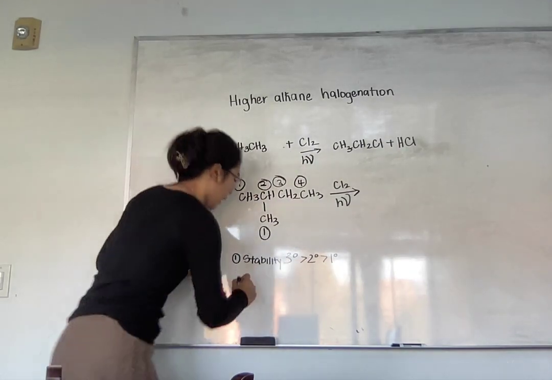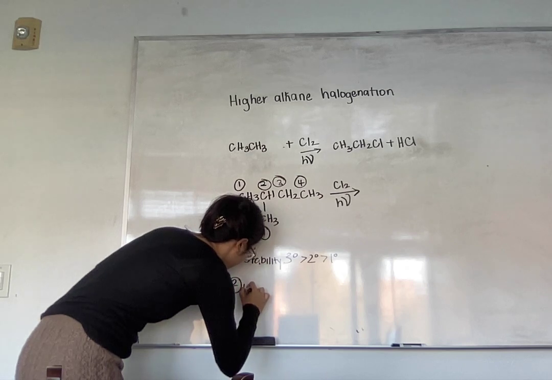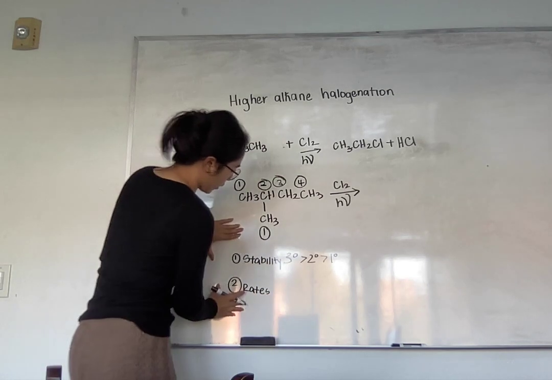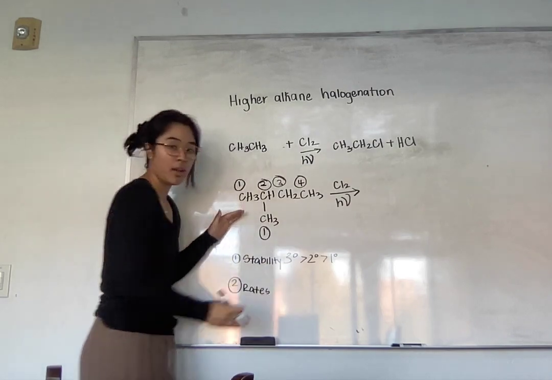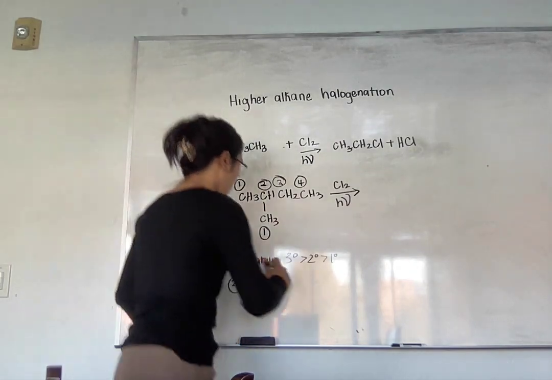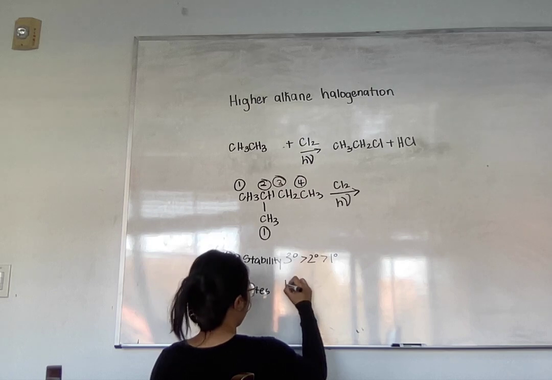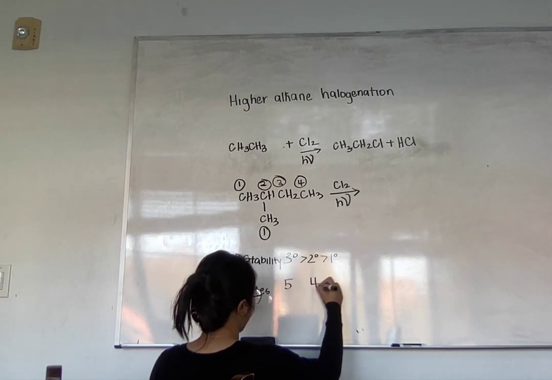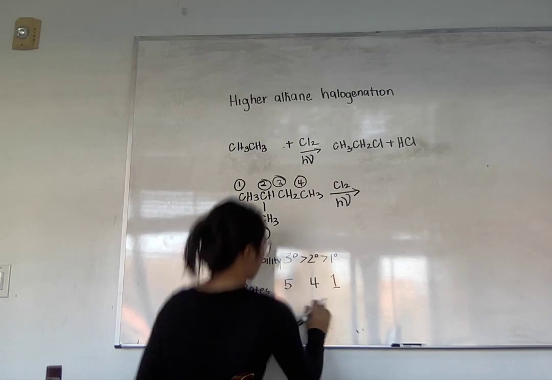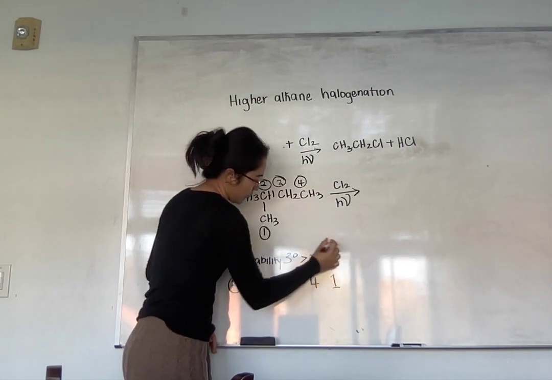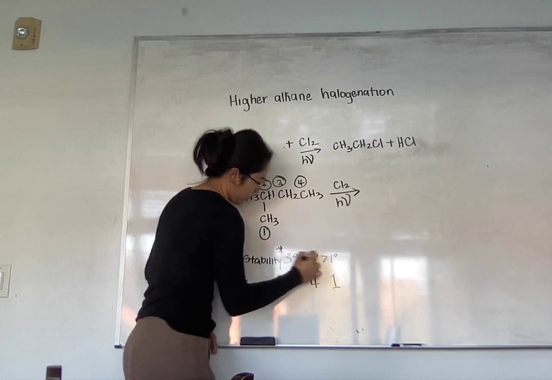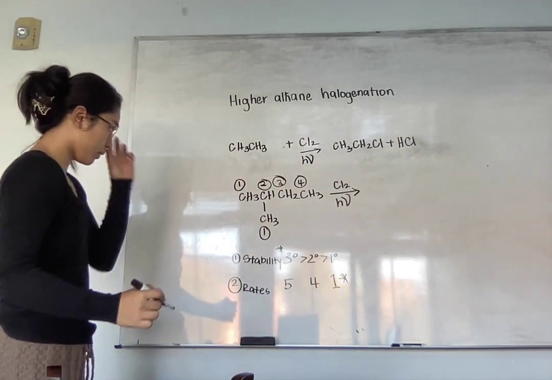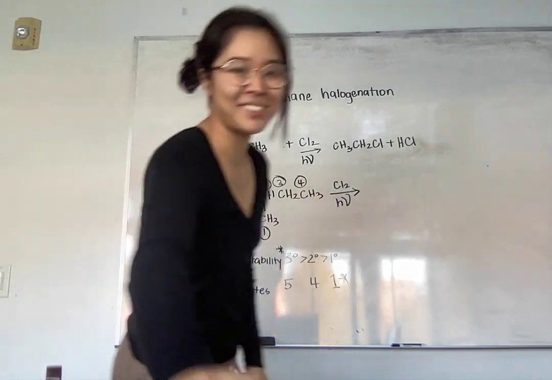And then we need to look at its rate. There's a parallel, or a connection, between stability and rate. For chlorine specifically, if you're tertiary, it's going to be 5, for secondary it's 4, and for primary it's 1. You need to remember this. This is very, very important because we're going to be calculating some percentages in a little bit. All right? Hopefully this makes a little bit of sense.